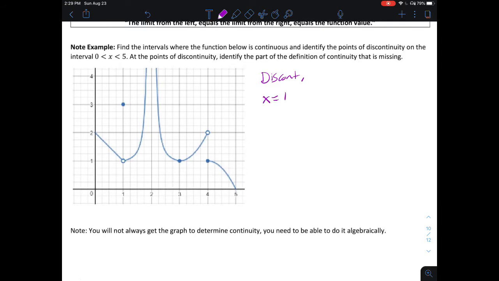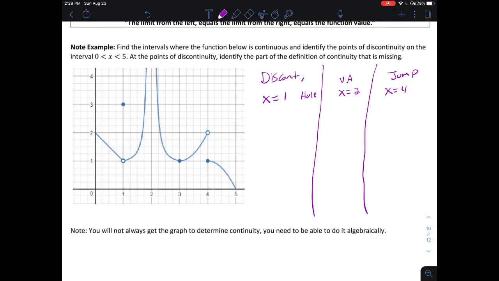We have a discontinuity at x equals 1 because I have a hole. We have a discontinuity at x equals 2. We have a vertical asymptote. And we have a discontinuity at x equals 4. We have a jump. Now, we're going to use our actual definition of continuity with limits to figure out what part of that definition failed. We'll look at these one at a time: x equals 1, x equals 2, and x equals 4.